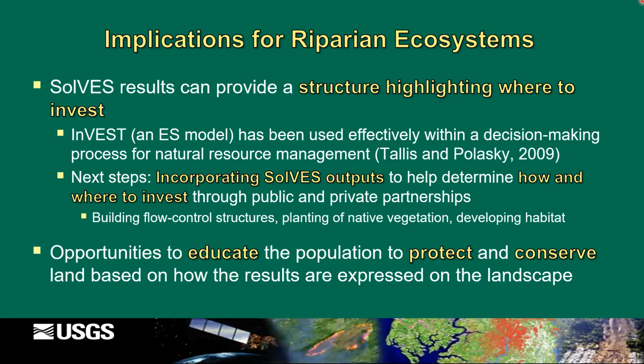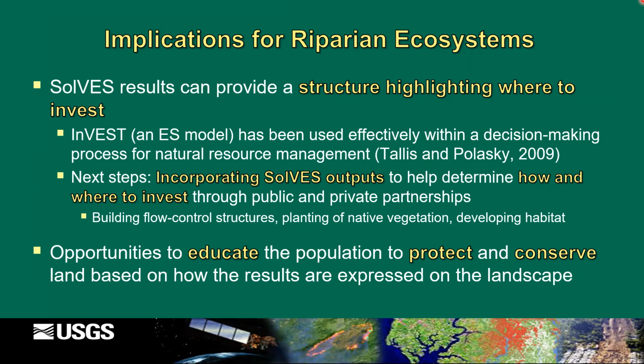So I'll quickly end with some implications for riparian ecosystems. Overall, SOLV's results can provide a structure highlighting where to invest. A similar ecosystem services model known as InVEST has been used effectively within this decision-making process and provides context of ways this can be done. Next steps for these results would be to incorporate SOLV's outputs to help determine how and where to invest. And this can be done through both public and private partnerships.